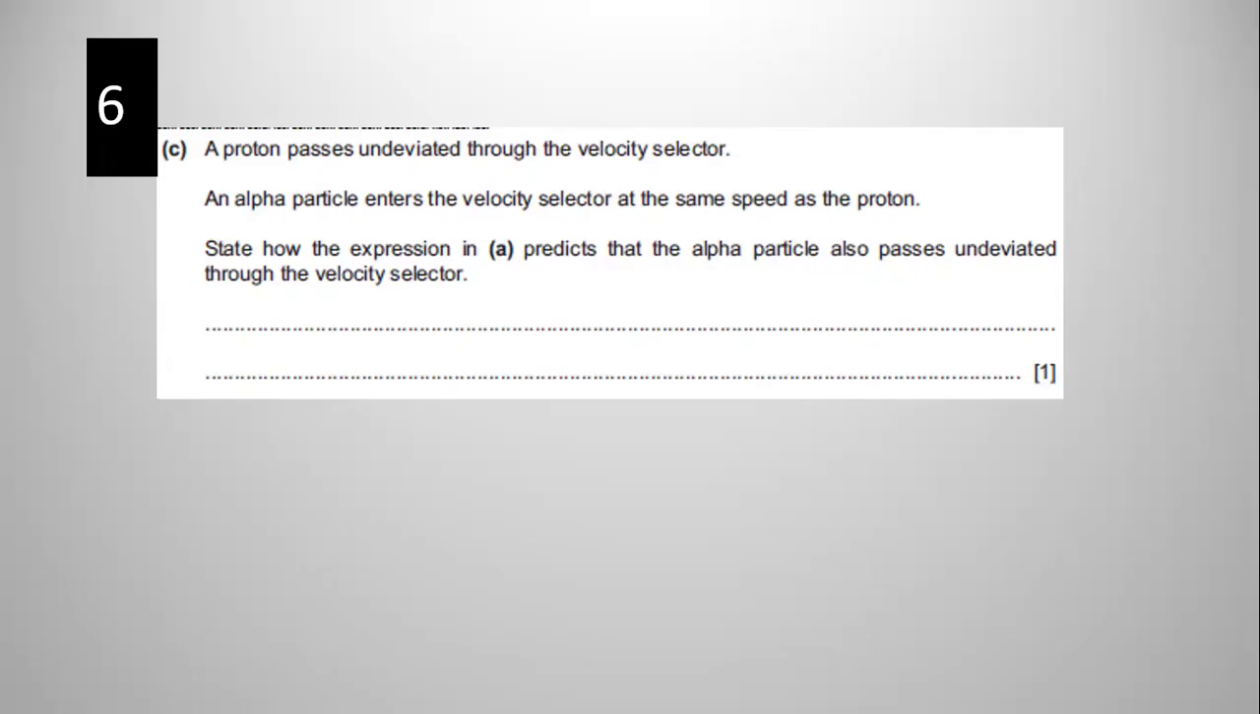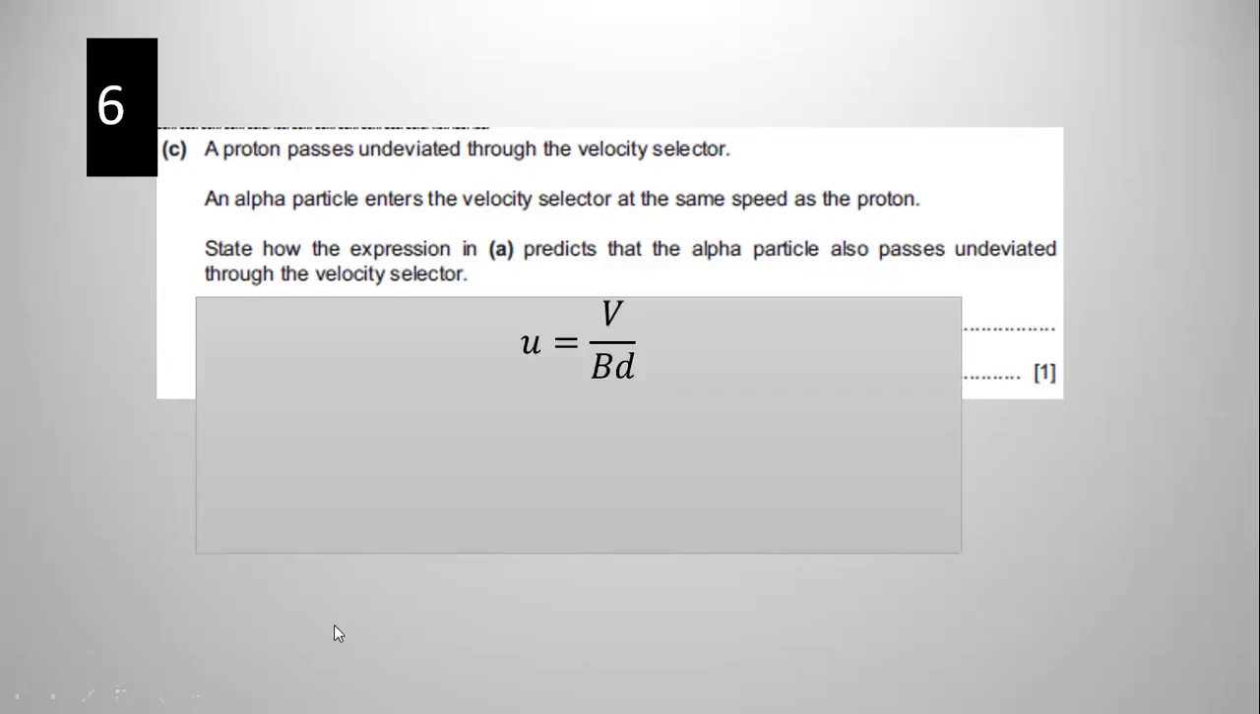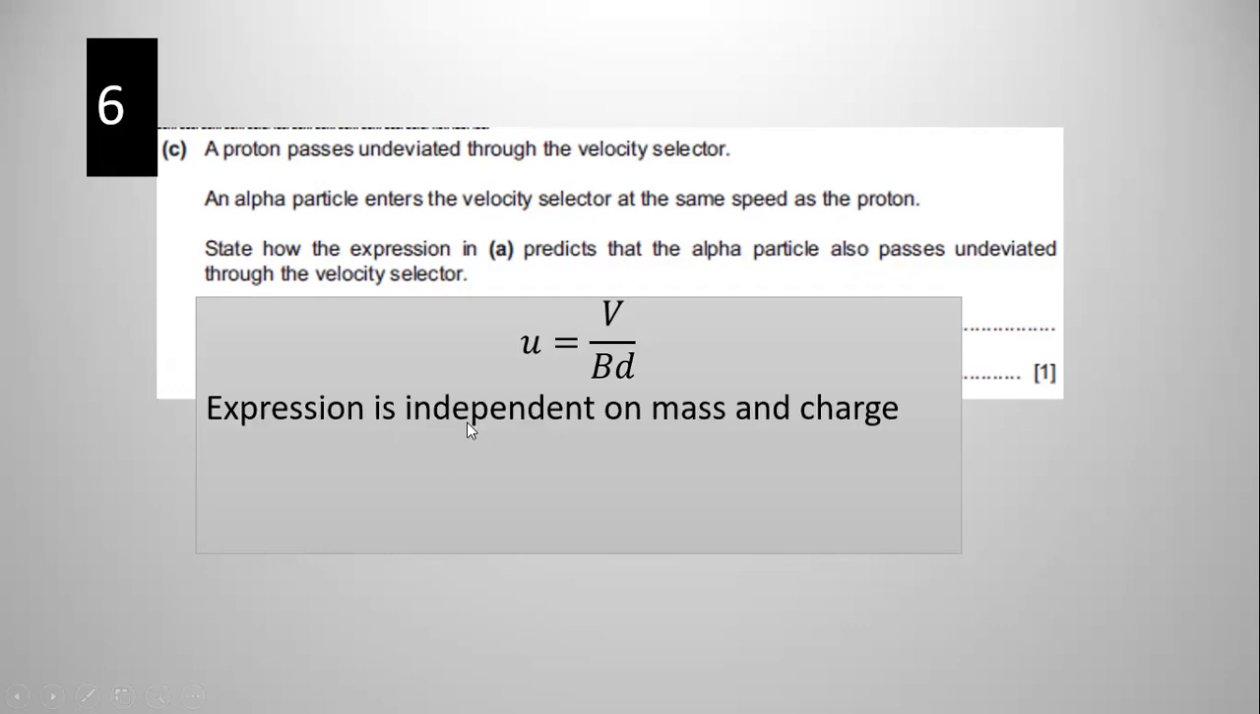Can? Yep. Have a go. This one, can? I just wrote independent of mass and charge. Basically, we are just using this formula lah. So this formula is not dependent on mass and charge. The expression is independent of mass and charge. Must be there. Okay?